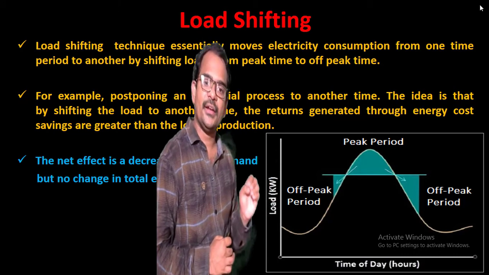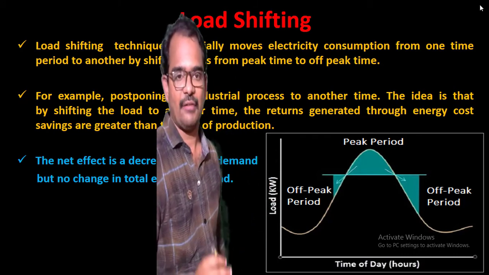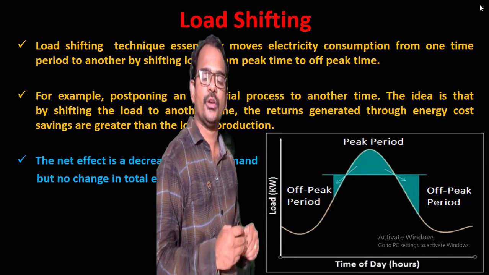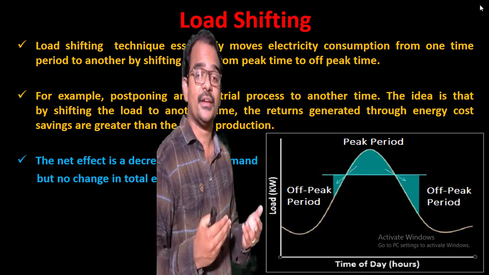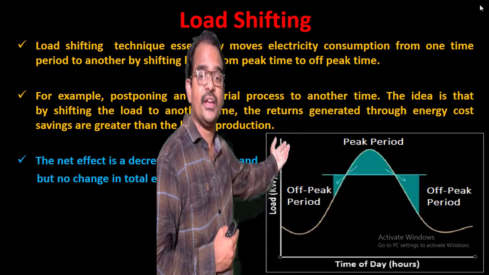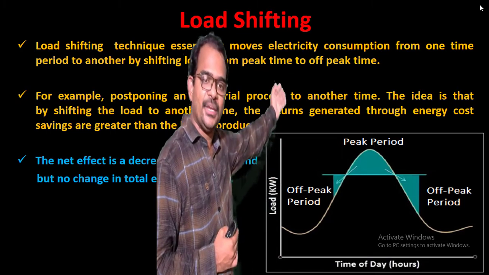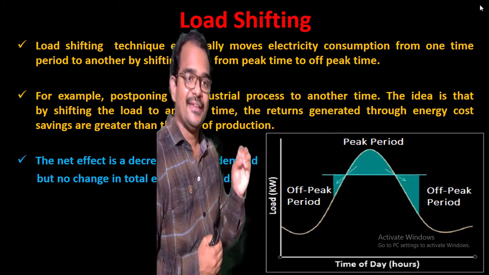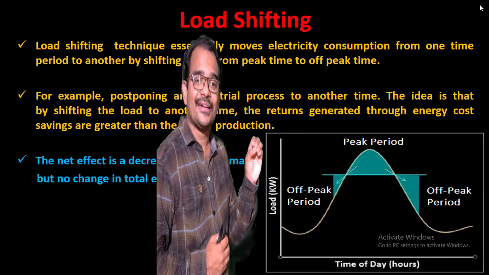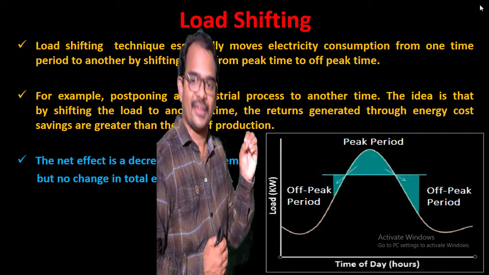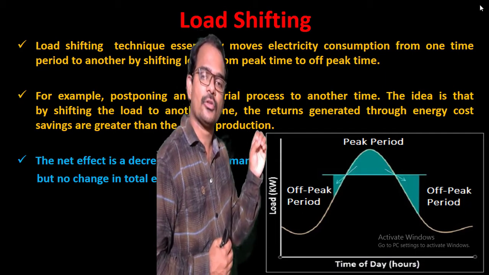So what is the advantage to the industry? The government will have an advantage. What is that advantage? There is no need to build one more power plant. But what is the advantage to the industry because of shifting its operation from peak period to off peak period? The idea is that by shifting the load to another time, the returns generated through energy cost savings are greater than the loss of production.